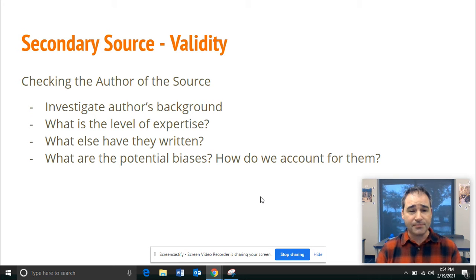Secondary source validity, where we are going to check the author of the source. So we want to find out who the author is, and we want to see what the author's background is, what level of expertise they might have, have they written any other books or articles, all of that to determine the potential biases and how we can account for them and how we can predict what they're going to write in the article before we even get to the article.